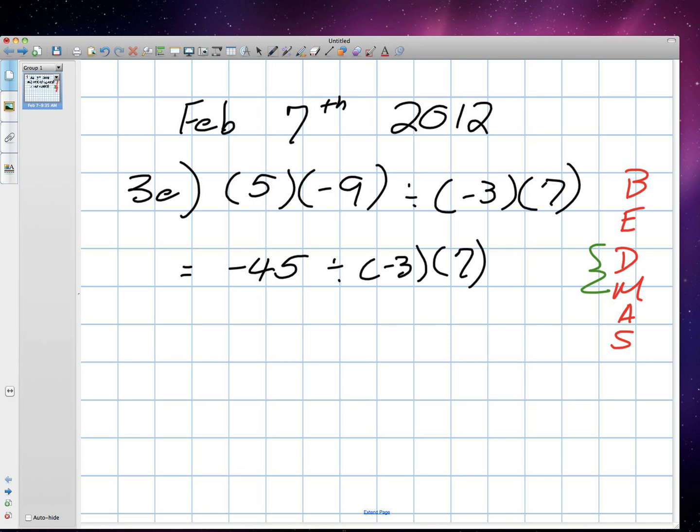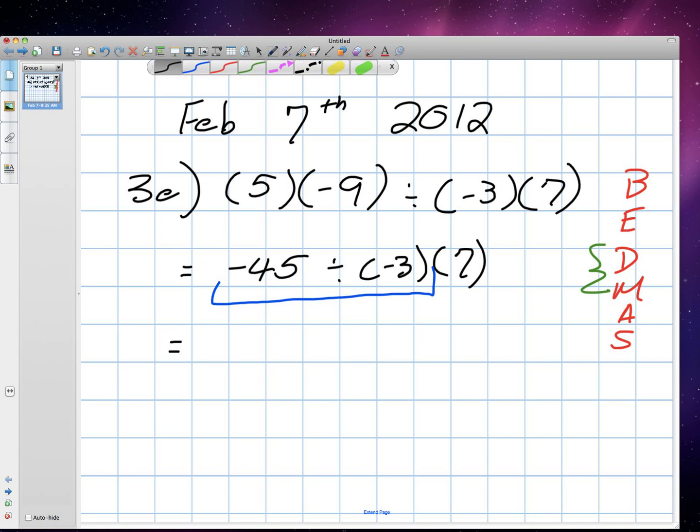Now, many of you are jumping right over to this because it's brackets. But remember, like I said, there's no surrounding bracket there. So in order of operations, division and multiplication, those are the only 2 operations we have left. They come in order of left and right again. So we have negative 45 divided by negative 3. That's the next part of this question.